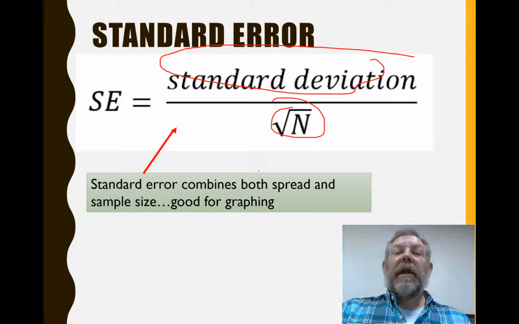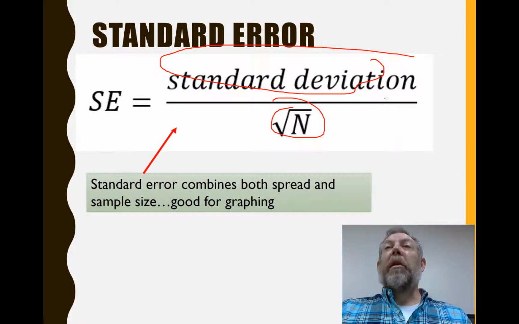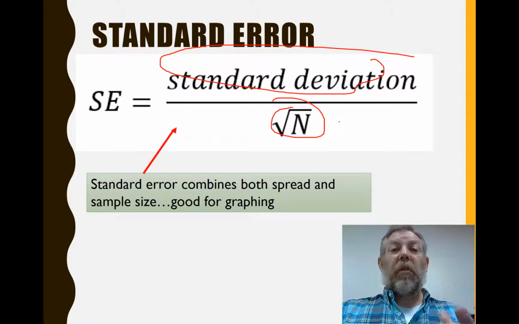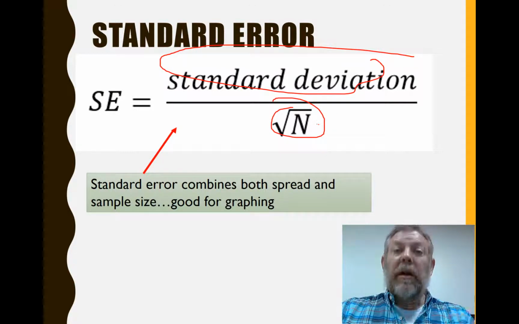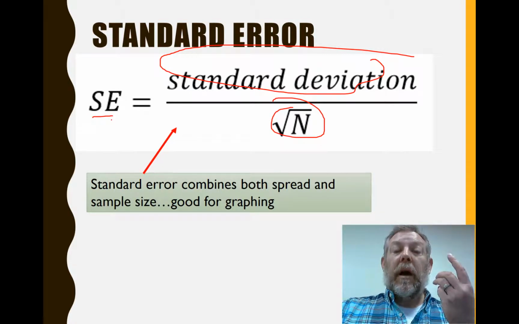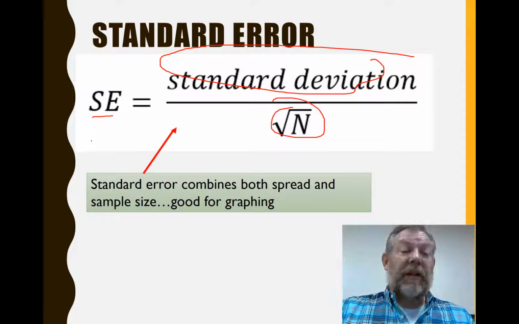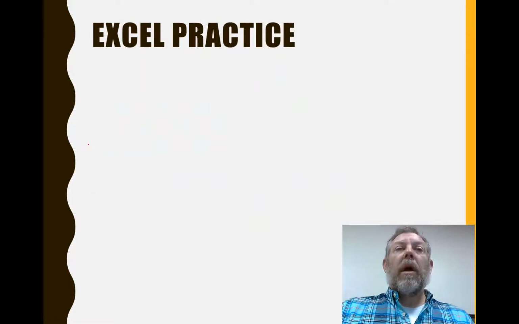The reason that it's useful is because this combines both spread and sample size into one number. We always have to report all three: central tendency, sample size, and spread. But here's a value that combines sample size and spread into one, and so that makes it more efficient, at least for graphing. Okay, let me show you how we're going to calculate the standard error in Excel, and then we'll come back and learn how to graph it.